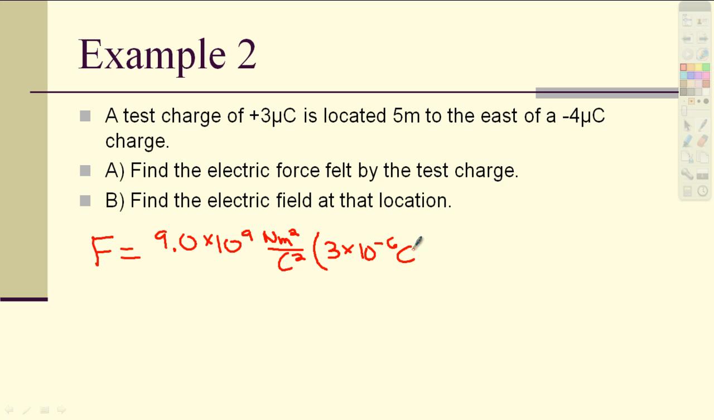Yes, you're going to have to convert these because if you don't, the coulombs here won't cancel out with the coulombs here. All this times 4 times 10 to the minus 6 coulombs. That's your negative charge. We can go ahead and make it positive though. It's not going to affect our answer here.